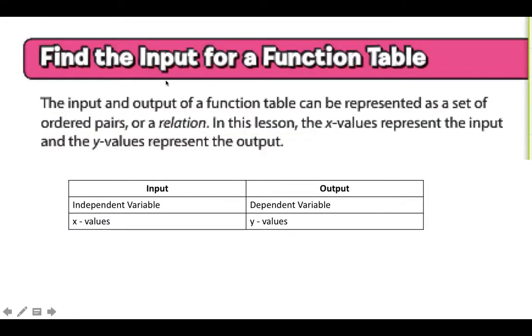So now we're going to work backwards. We're going to be given the output values and we're going to be asked to find the input. The input and output of a function table can be represented as a set of ordered pairs, or a relation. In this lesson, the x values represent the input and y values represent the output. So just to recap, input is the same thing as the independent variable or our x values. The output is the same thing as our dependent variable or our y values. So we're going to use this and create ordered pairs. I wonder where ordered pairs are going to be displayed.